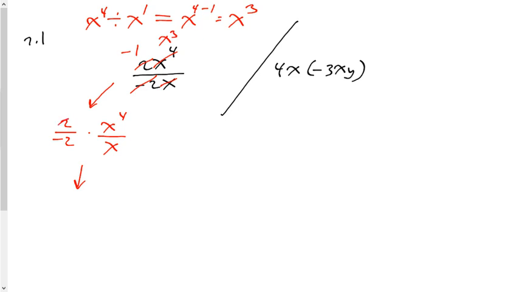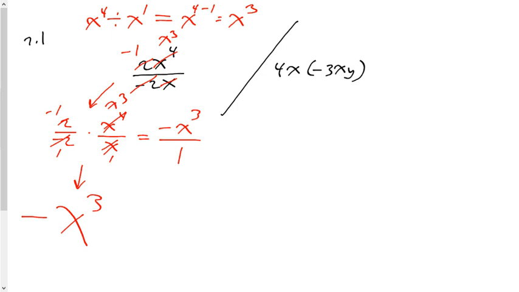When I multiply my numerators, I'm going to get -1x cubed, which will just be -x cubed, because a -1 coefficient is just negative, over 1, which means my final answer will simply be -x cubed.